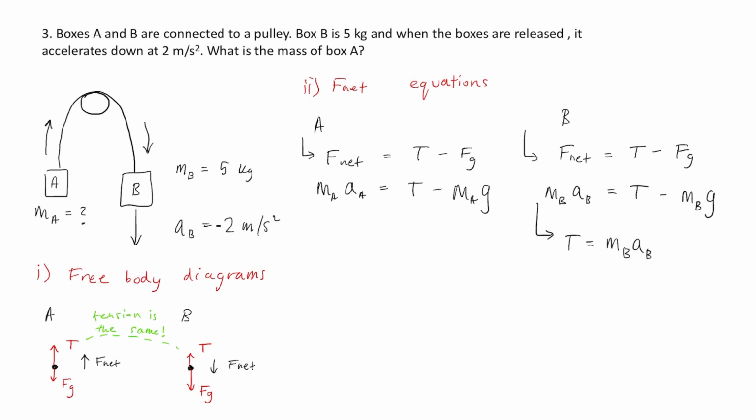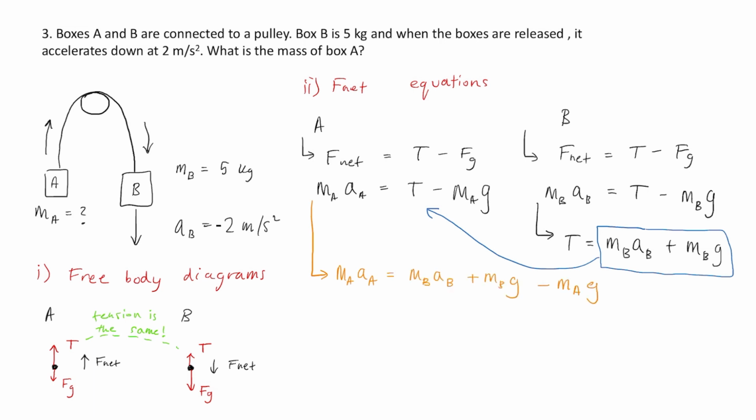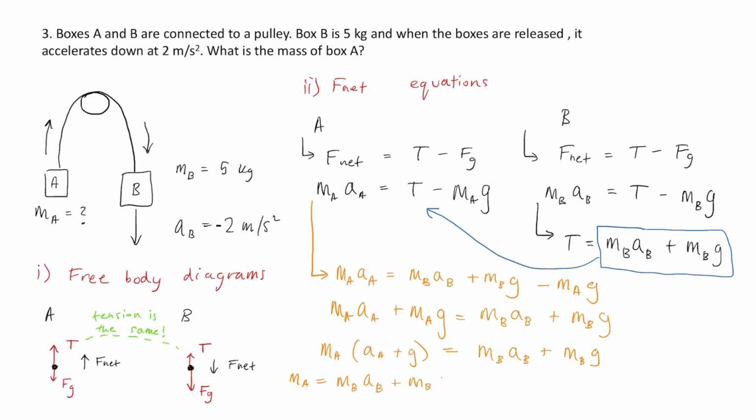And the reason I do that is because the tension force is the same for box A and box B. So I can take this value for the tension force in box B and plug it in to the tension force in box A. And when I make that substitution, I get this equation. Now remember, we want to solve for the mass of box A. So I will take all the terms that have the mass of box A and move them to the left side. And now all I need to do is rearrange and isolate for the mass of box A. And when I do that, I get this equation.